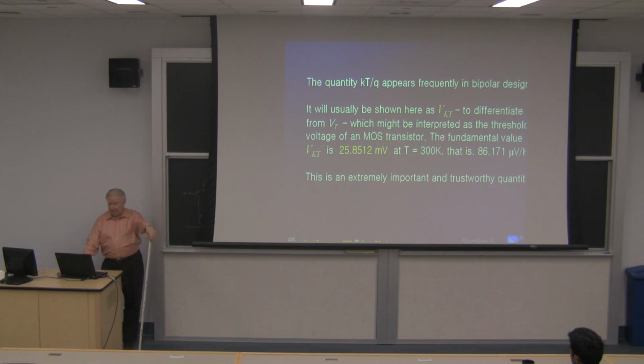And again, kT/q appears frequently. I think I might adopt the convention of calling it V sub kT rather than VT because, you know, that could be the threshold voltage of a MOS. And VkT has a well-defined value of 25.85 millivolts at 300 Kelvin. Another way of looking at it is as 86 microvolts per Kelvin. It's a very important quantity.